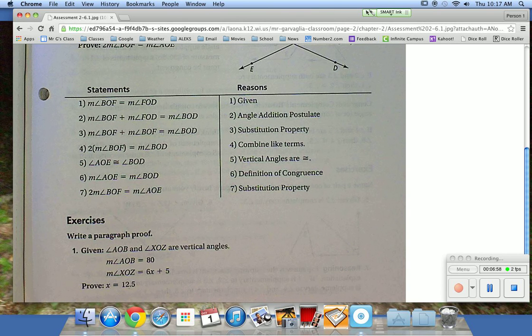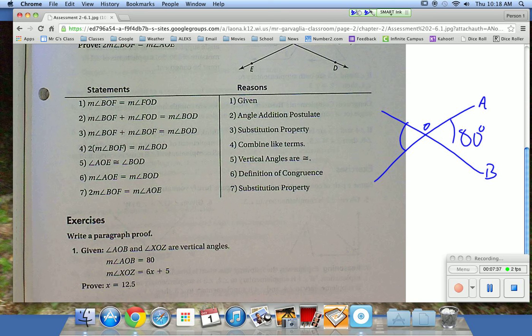So, here's what you're going to have to prove. Use this as an example. You are going to have to prove that it's given that angle AOB and angle XOZ are vertical angles. What does that mean? That they're opposite each other, right? This one and this one. And that angle AOB is 80 degrees. Let's say this is AOB, and this is 80 degrees right here. Okay?